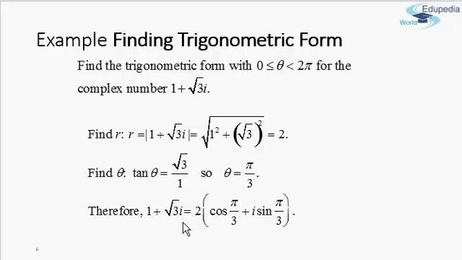So the complex number in this form is actually going to be written as 2 brackets cos pi by 3 plus i sine pi by 3, with r being 2 and theta being pi by 3.